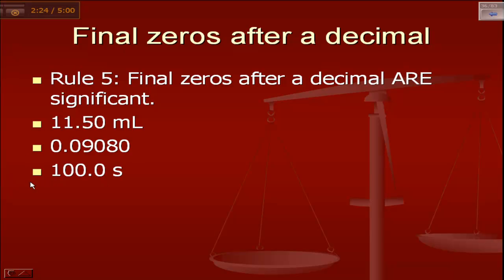In this last example, we do have our 1, which is significant. We have our decimal followed by a 0. So this is a final zero after a decimal. It is significant. That makes these 2 zeros in between sandwich zeros. So we have a total of 4 significant figures here.